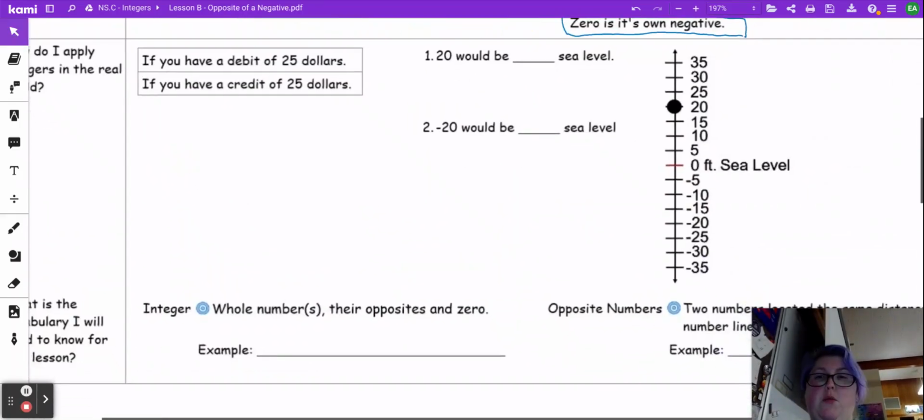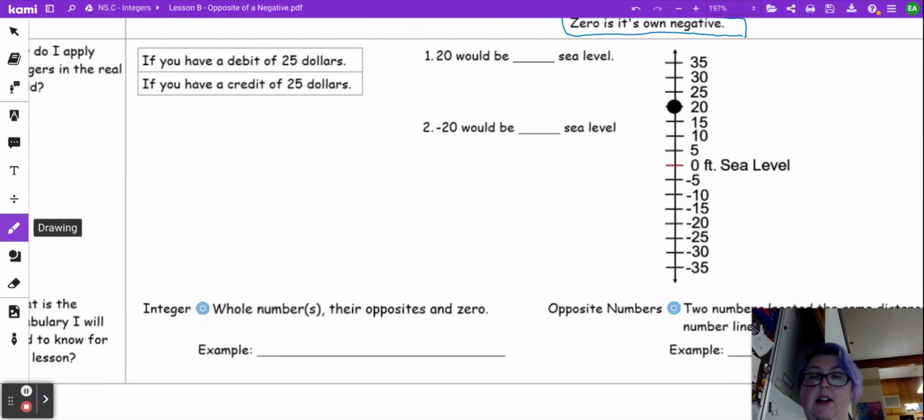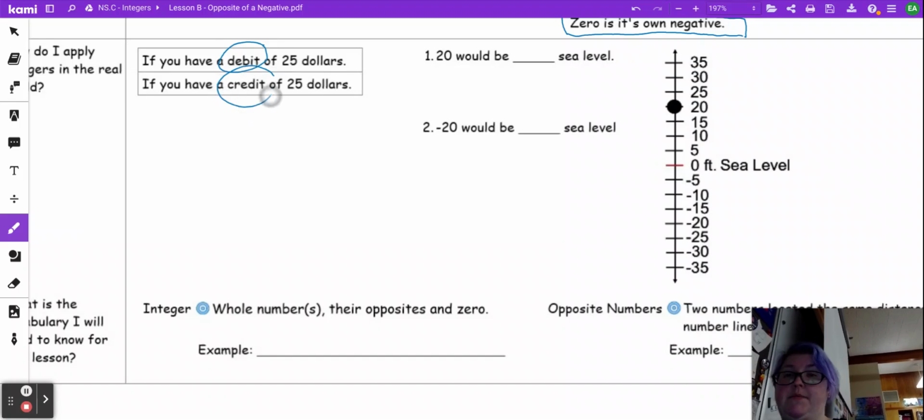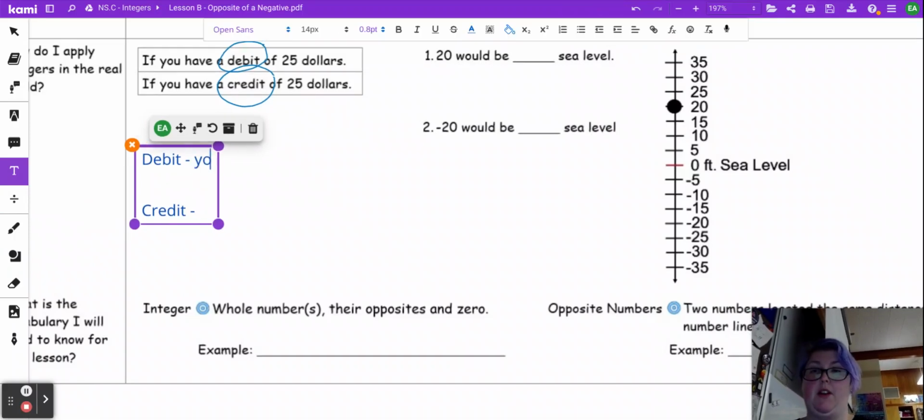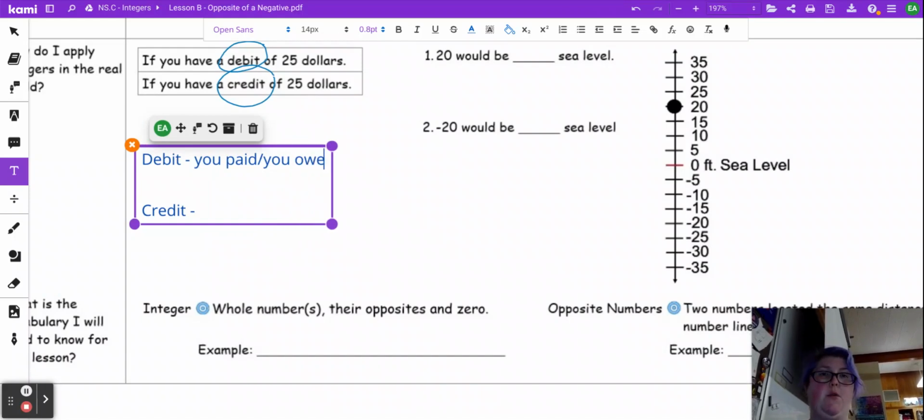Now let's look at some real world situations to see if we can figure this out. If you have a debit of $25 and a credit of $25, debit and credit mean two different things. Debit means that you have paid for something. You owe someone money. If you wanted to get your Jamba Juice, you have to give money in order to get the Jamba Juice. A credit means someone owes you.